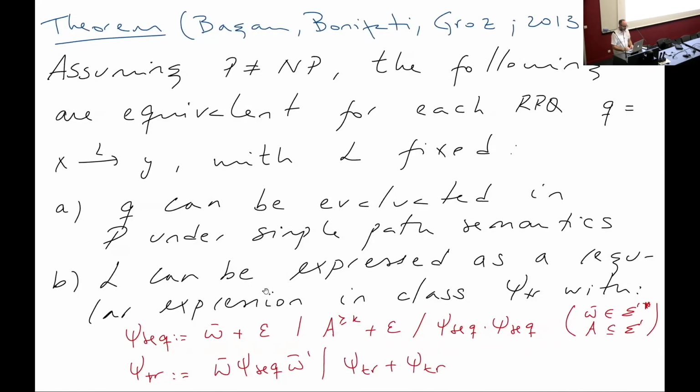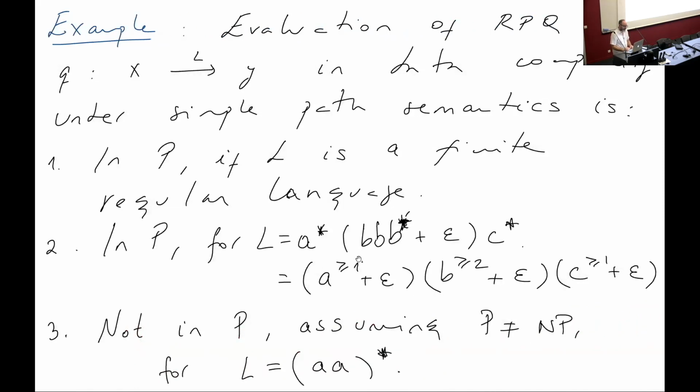Yes, because it's a union of words, right? A single word in this class is a union of words. Remember that it doesn't matter how big this union is because it's data complexity. Then it will be in this language and it will be evaluated. You can express something like A star, B star plus epsilon or C star. So you can do this in this language.